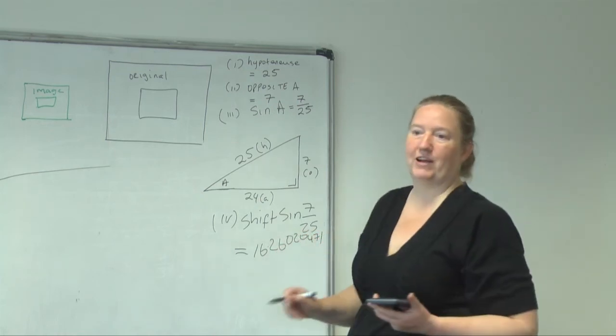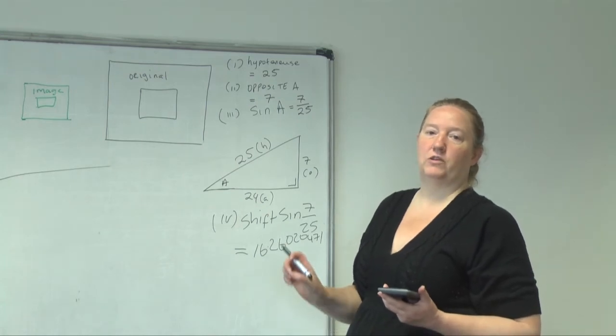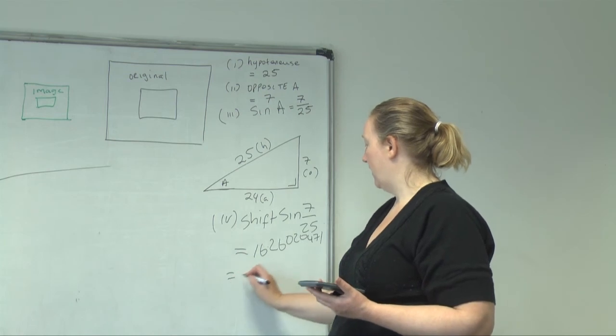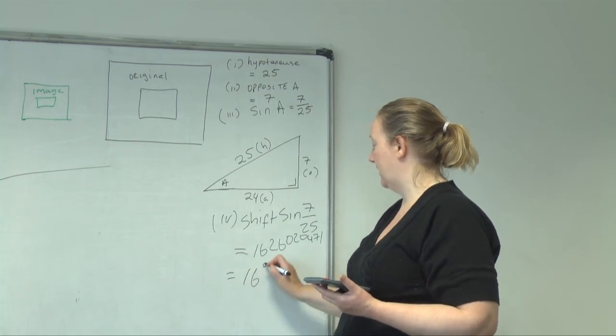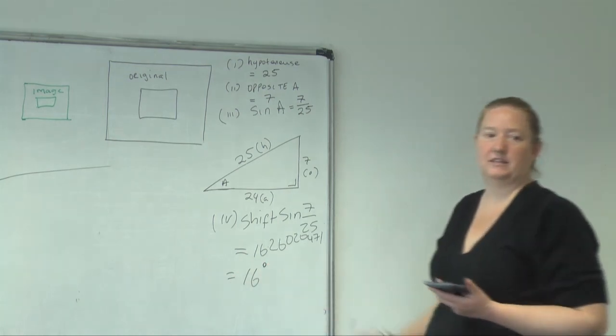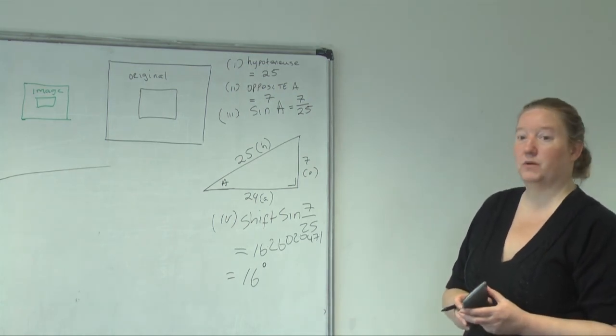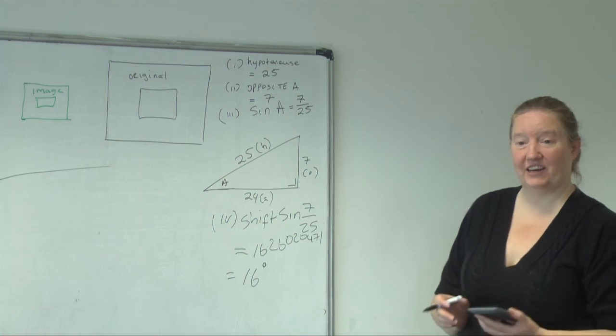16.260200471. They want to correct to the nearest degree, so they want no numbers after the decimal point. So that's 16 degrees, and degrees is that little circly thing, is the symbol for degrees. Okay? And that's what A is. Really easy, your calculator does it.